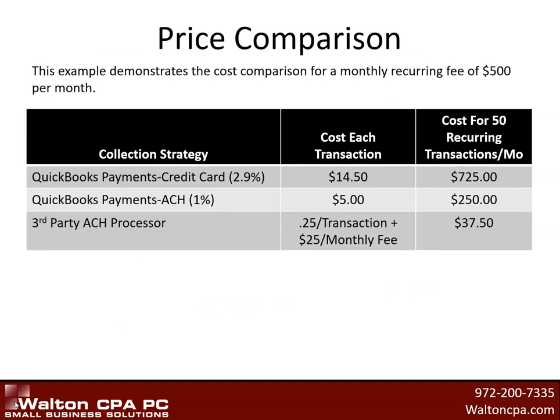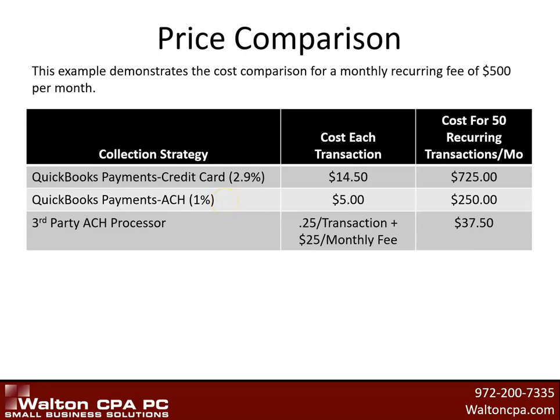So here's a price comparison. This example demonstrates the cost comparison for a monthly recurring fee of $500 per month, and it also compares what it would look like if you had 50 of those transactions. So under QuickBooks Payments, using a rate of 2.9%, each transaction would cost you $14.50. And if you had 50 of them that you were running each month, your credit card processing fee would be $725 a month.